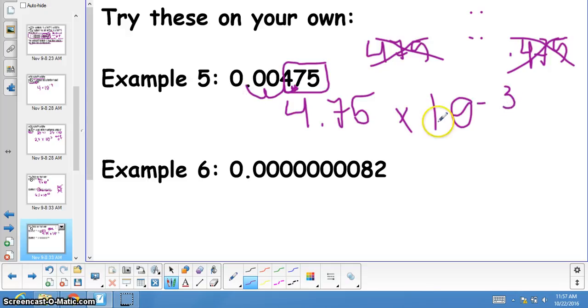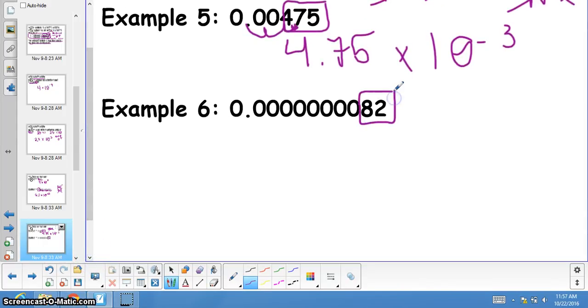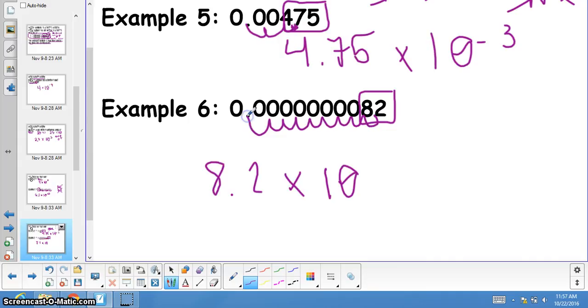Same thing for this last example here. Oops, let's move that down. First two numbers, non-zero, 8.2. I already know, greater than 1, less than 10. And I'm moving 1, 2, 3, 4, 5, 6, 7, 8, 9 to the left, negative 9. I hope you understand what we just did to get our standard numbers into scientific notation.